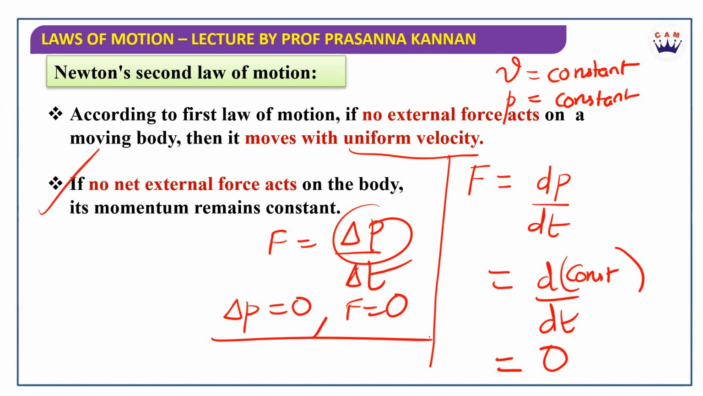Are you able to relate now? Even without understanding calculus, you can do this. So you can connect it both ways. If net external force is 0, momentum is constant. Or reverse: if momentum is constant, the external force acting is 0. That's what we were trying to tell you.